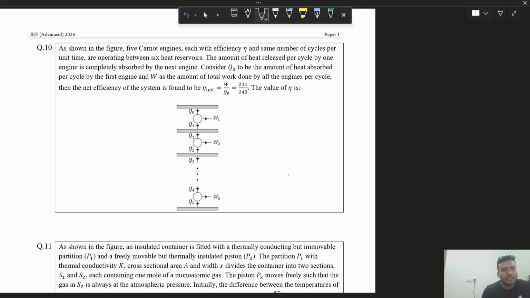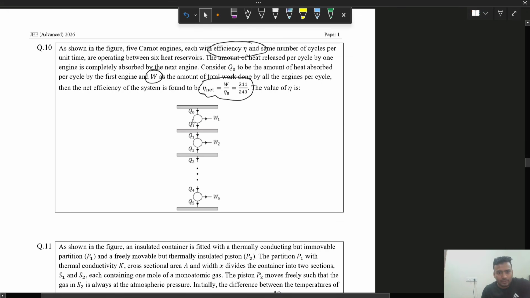Now question number 10, and I think this is one of the interesting questions from this exam paper, paper 1. You have multiple Carnot engines, basically 5 Carnot engines, and as per the question, the net efficiency is given as 211 by 243. You have to find out eta. What is eta? Eta is the efficiency of each single engine, and each single engine is doing work W, right? They are connected in series in a cascade format. So how can we proceed?